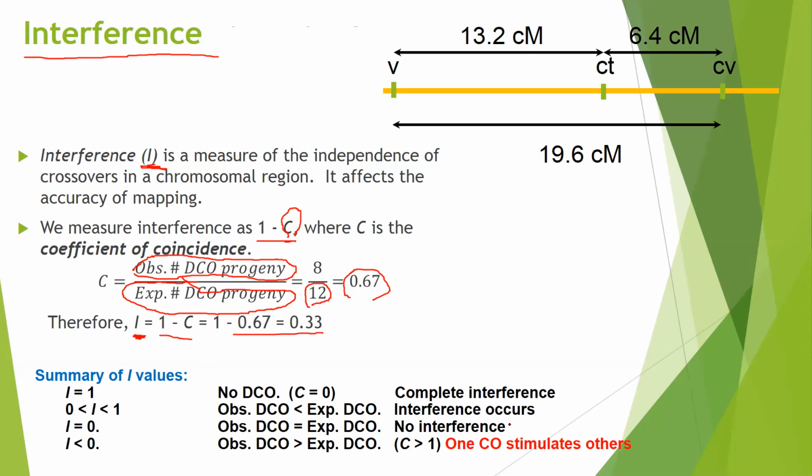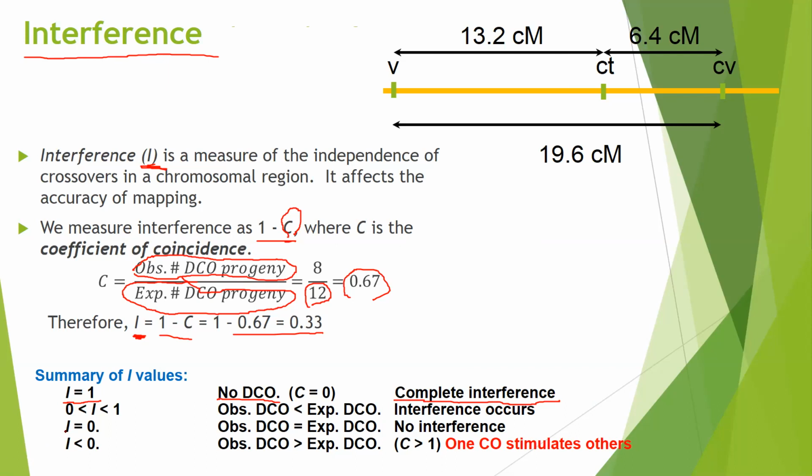All right. So as you can see, I could take different values. If the interference coefficient equals 1, which means what? Which means there's no double crossover at all. If there's one crossover, this one crossover will completely prevent other crossing over occurring in the same region. So in this case, I equals 1 means a complete interference. So you will never see double crossover in this map, in this chromosomal region.